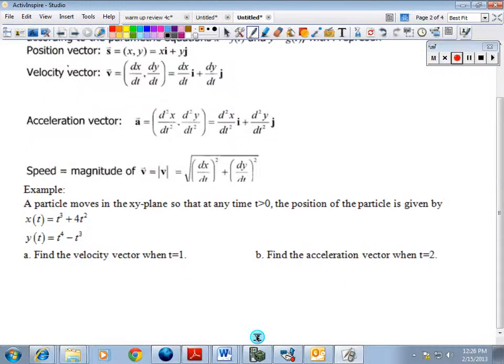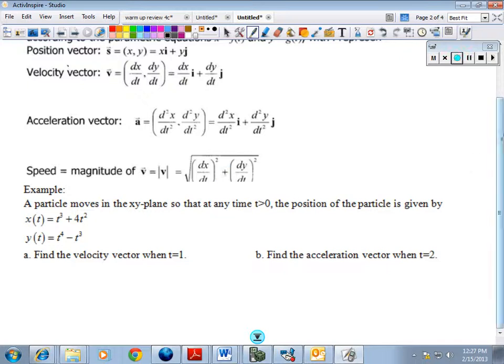The formulas look basically the same. The position vector is just x, y, the velocity vector is dx/dt, dy/dt, acceleration is just the second derivative, speed is the magnitude of v, which is basically the arc length without the limits of integration. It's similar to the formula for arc length. It's just the magnitude, which is just the distance formula.